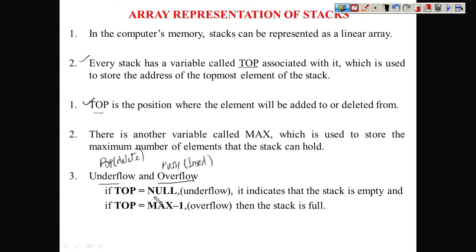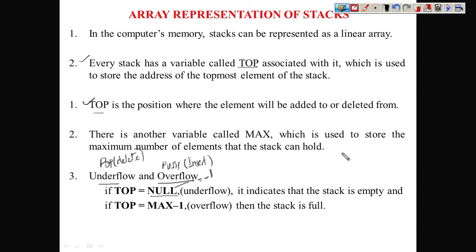When I say top equals null, we use this in the case of linked list implementation. Otherwise, we check if top equals -1, which means this is the underflow condition and the stack is empty. Similarly, if you find top equals max -1, this is for overflow. This is used when you are pushing an element. If top reaches the max -1 value, that means your stack is full. What does it mean? Max is the maximum size, and because we are using an array to implement it, the maximum index will be max -1.